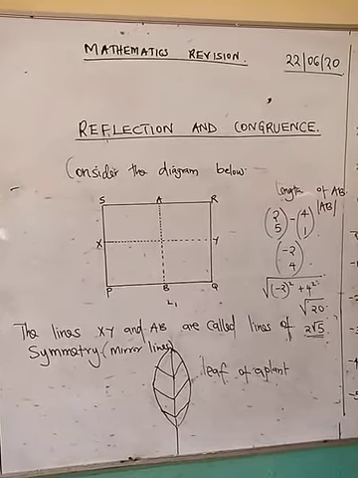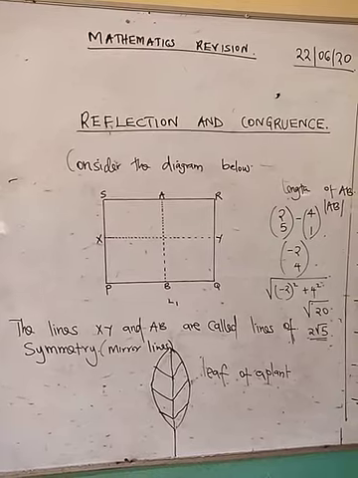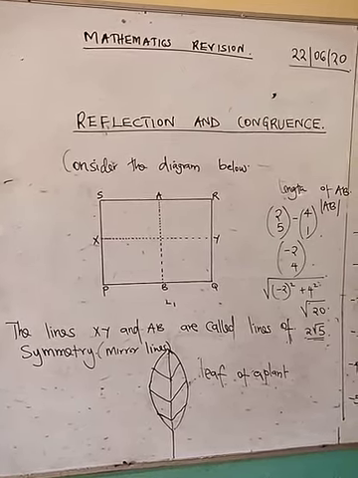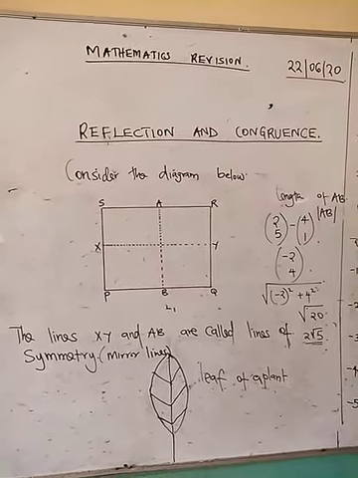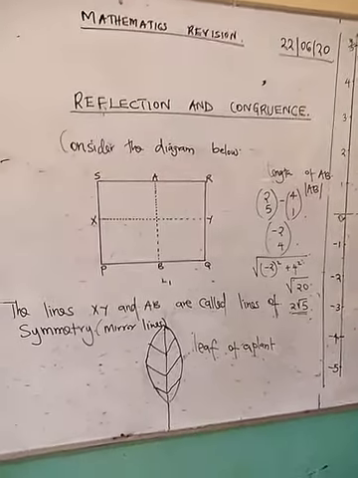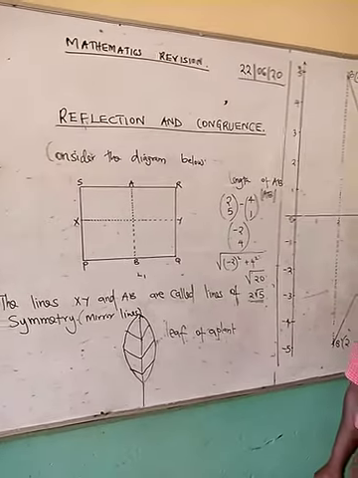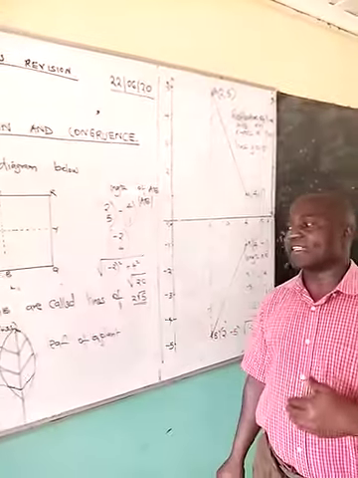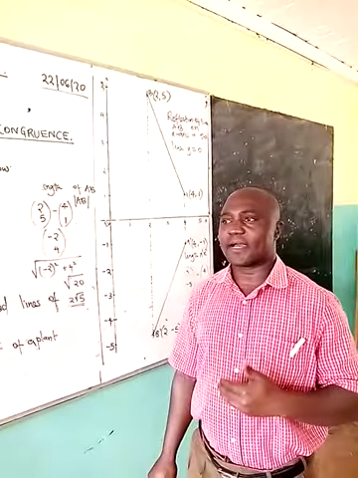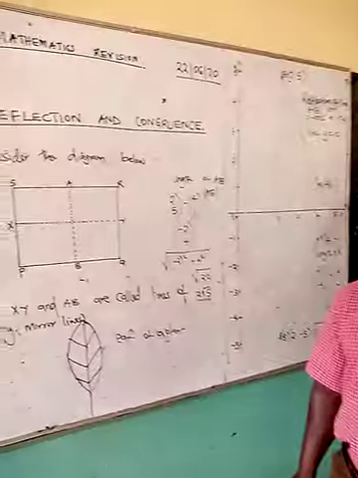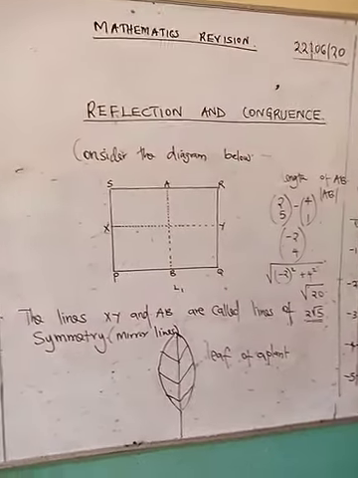A line of symmetry divides a figure into two equal parts. So any line that divides a figure into two equal parts is called a line of symmetry. The other name for the line of symmetry, when we come to reflection, is the mirror line. Therefore, the line of symmetry is very, very important.